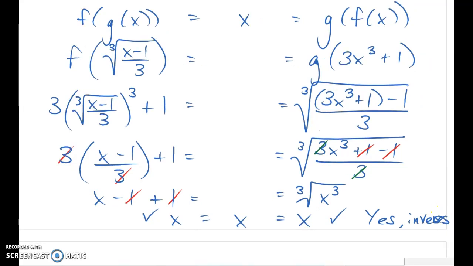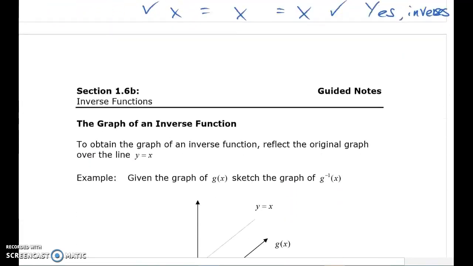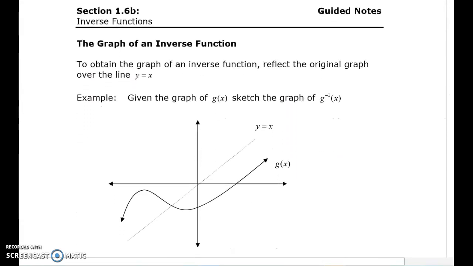Moving on. We're continuing into 1.6b, and traditionally, based upon time, this particular section, or at least part of the section, may have been carried over into the next day. But with our time, things are moving along very nicely, and I think we can move ahead here. The graph of an inverse.